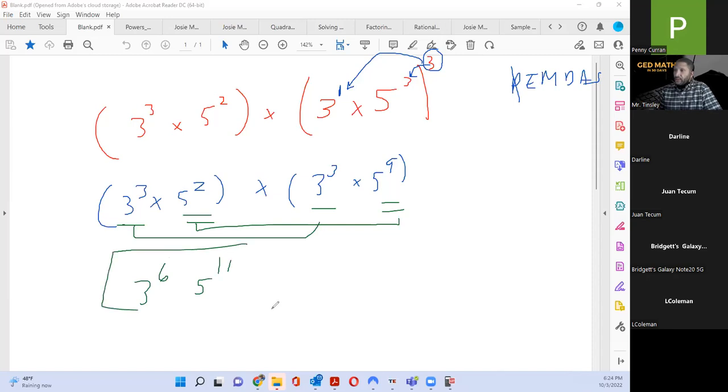Add. There goes our answer: 3 to the 6 times 5 to the 11th. And that's how you do a problem like that. If anybody has taken an actual GED exam, they can probably tell you they've seen a problem like this. It's almost on every single GED exam. You must know your exponent rules.